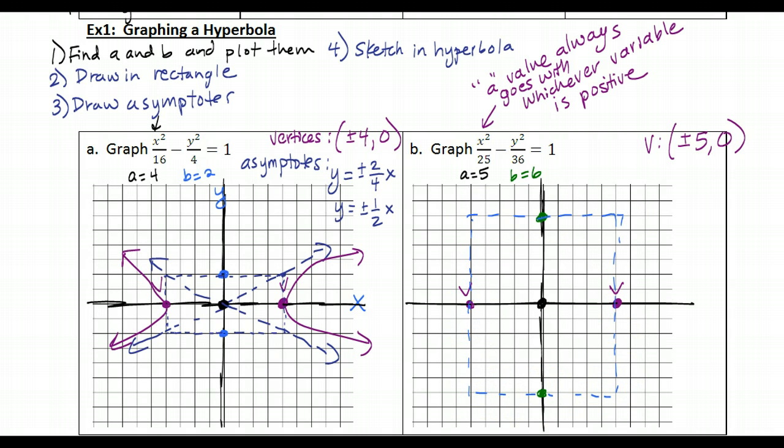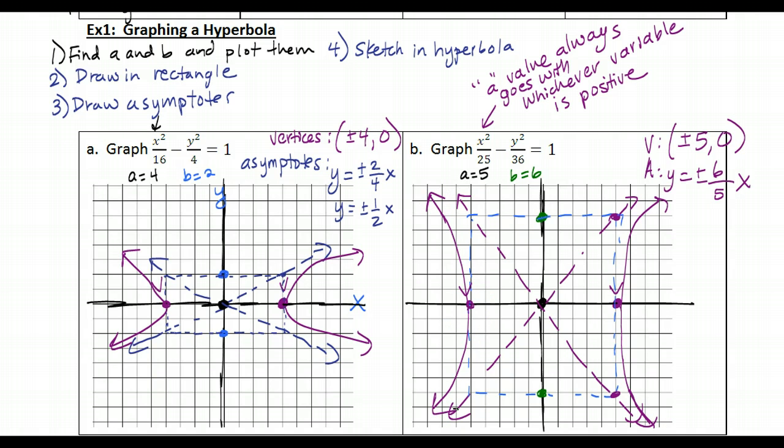And then I'm going to draw on my asymptotes. This time my rise is 6 units and my run is 5 units. So it's going up 6, right 5. So 6/5 is the asymptote line. Up 6 units, right 5 to get my point for my asymptote line, or down 6, right 5. And then I draw my graph through the vertex, and I go as close to the box and the asymptote lines as I can.